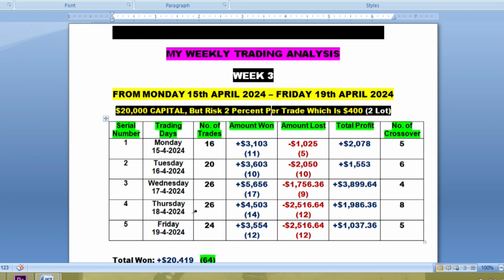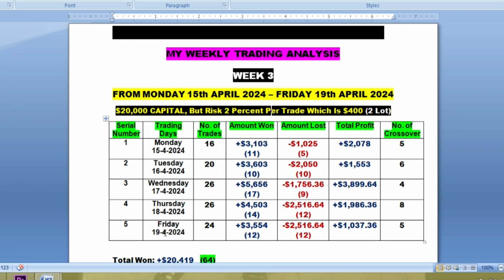On Thursday, 18 April 2024, I had 26 trades. I won $4,503 and I lost $2,516. So my total profit for that day was $1,986. So there were 8 crossovers and I had just 26 trades. So in that trade, I won 14 trades and I lost 12 trades.